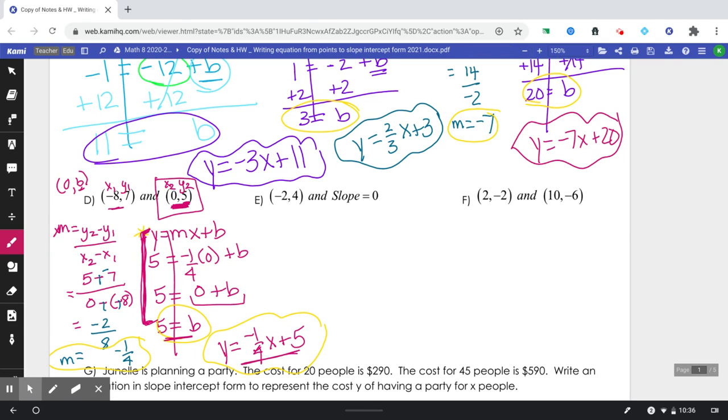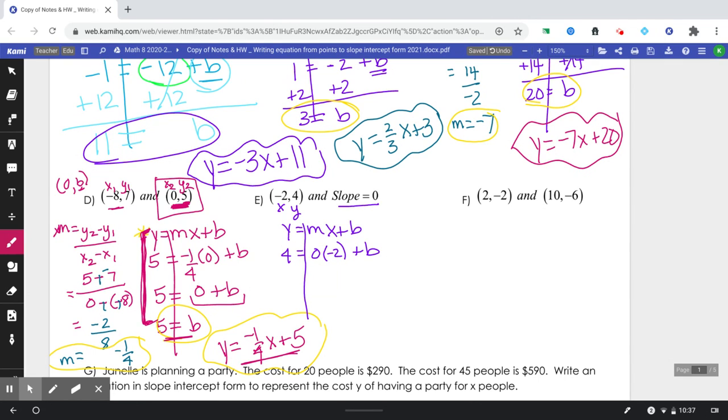Okay, let's see how you did. So for letter E, all right, step A, it says to first find the slope. Well, look at that. We have the slope, so that's great. All right, now we're going to pick a point. We only have 1 point, so -2 will be our x, and 4 will be our y. We are going to plug in what we know into y equals mx plus b. I'm going to plug 4 in for my y. I'm going to plug 0 in for my slope. I'm going to plug in -2 for my x. I'm looking for my b.